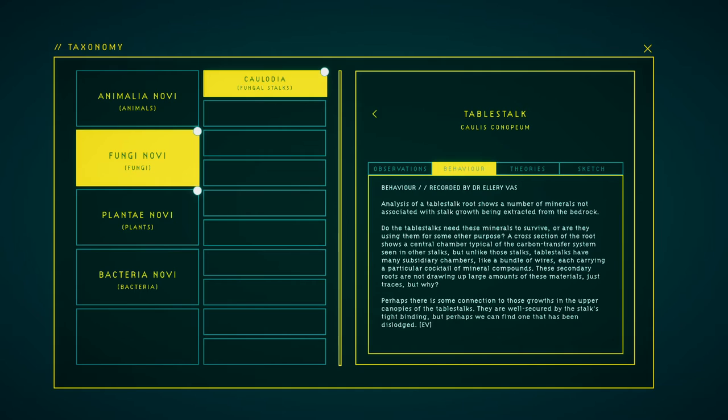They are well secured by the stalks' tight binding, but perhaps we can find one that has been dislodged.